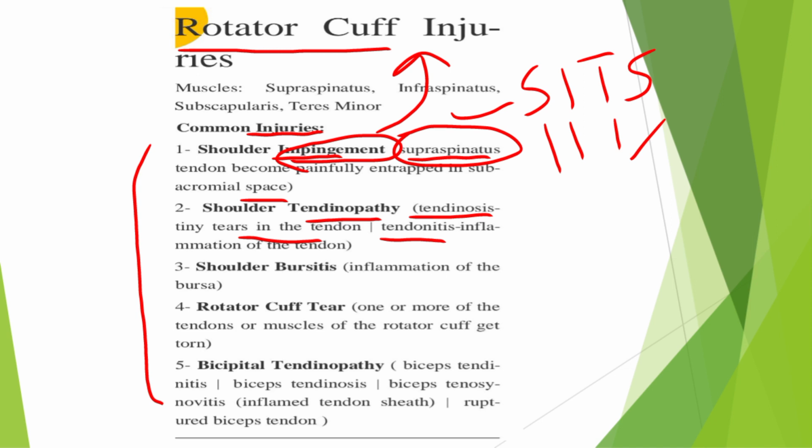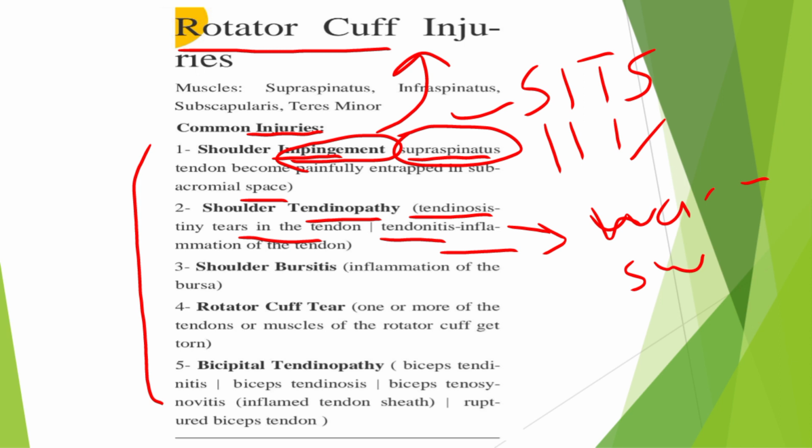While tendonitis is the inflammation of the tendon. In the inflammation, the patient feels warmth in the area, and it is swollen, and all the signs of inflammation are present. Warmth, tenderness, and swelling are present in the inflammation.